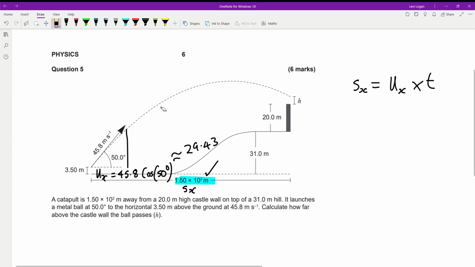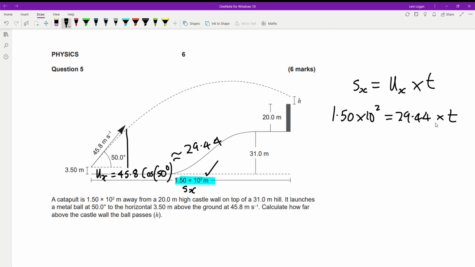29.43, okay? Or let's just go 4, because the next digit was 9. So here we can just substitute this information in. So we have 1.5 times 10 to the 2 equals 29.44 times t. Now to get the time of flight, divide both sides by 29.44. So time of flight will be 1.5 times 10 to the power 2 over 29.44. Okay, then we just chuck that into the calculator as well, unless you can do that in your head, but I can't do that in my head, unfortunately. Divide by that. So here your time of flight is approximately 5.1 seconds, okay?